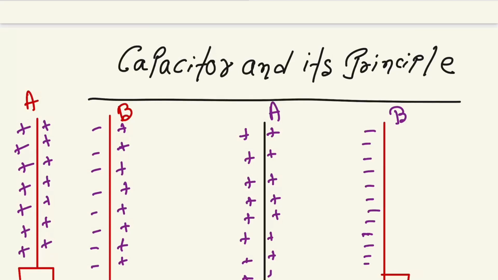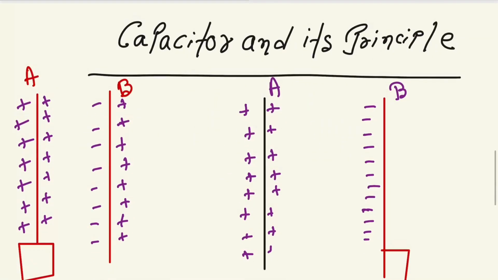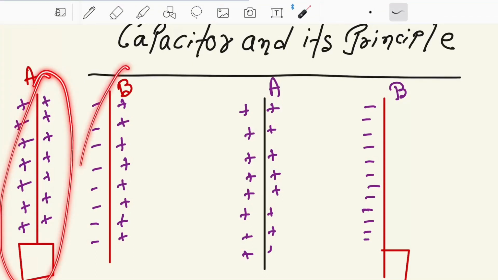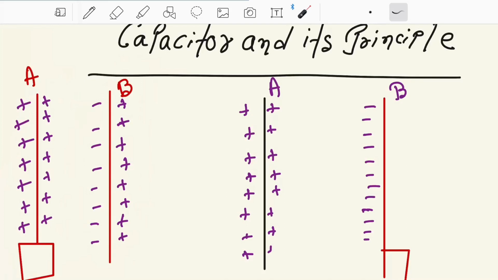A capacitor consists of a system of two conductors. You can see here this is conductor A and conductor B, two insulating plates, A and B. Now if you give some charge to plate A by a battery terminal, then it will get the positive charge till it reaches the maximum potential.